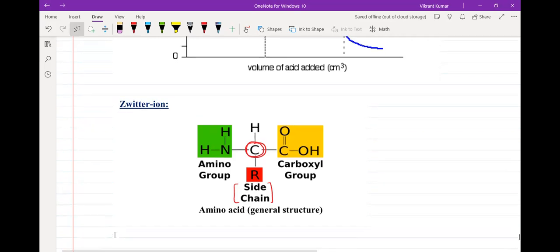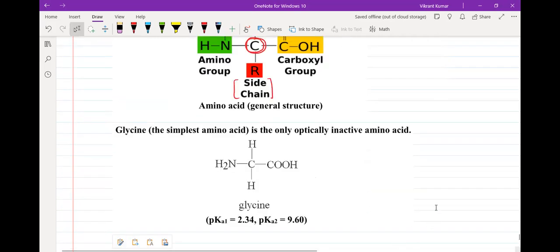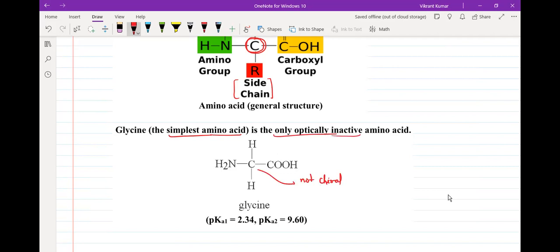I'll give you the first example of glycine itself. If I'm having glycine, see what is happening here. First of all, I already told you that it is not chiral. This carbon is not chiral. So that's why this molecule is also optically inactive. So the simplest amino acid is glycine, which is the only optically inactive amino acid. That's one part. Now, if you see, I have written two pKa values. Why?